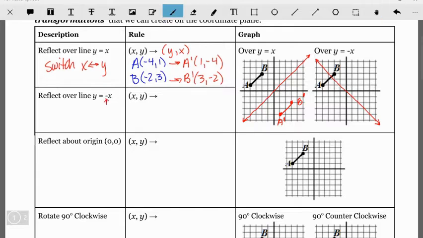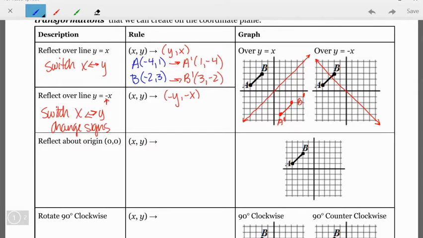So not only are we going to flip our x and our y's, but we're also going to change the signs. So we're going to switch x versus y, and we're going to change signs. So the point x, y would become -y, -x. So again, let's start with our coordinates, apply that rule, and then see if that matches up with the graph.